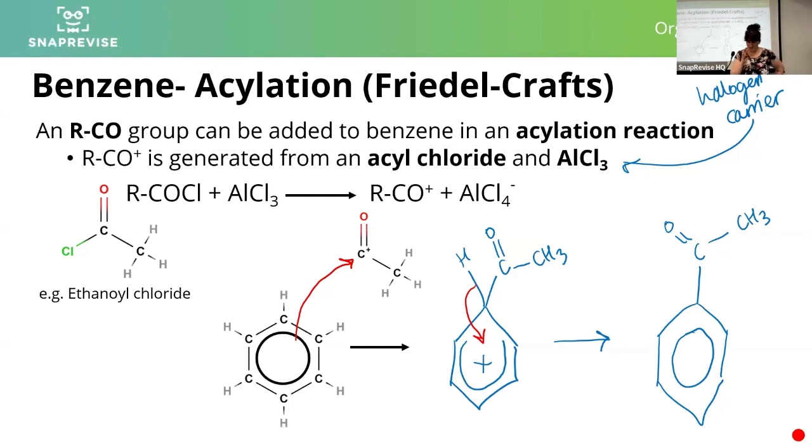I haven't given myself much space. Plus H plus. How do I recreate the catalyst? I'm going to do it in a different color because I haven't given myself much space. How do I recreate my halogen carrier catalyst? Well, I've started with AlCl4 minus. If you take that H plus that has been created, you can come up with AlCl3, that's my catalyst recreated, and HCl. So I've recreated my catalyst, it hasn't been used up.